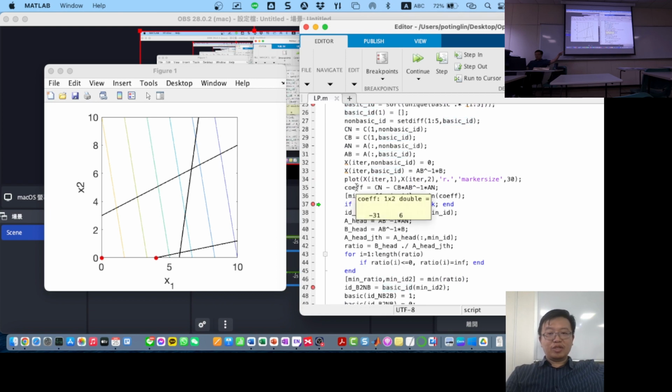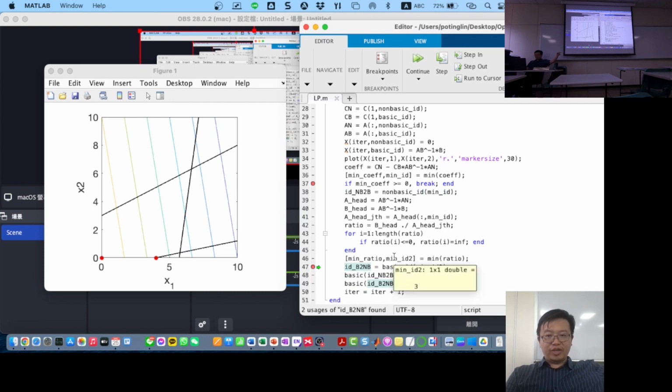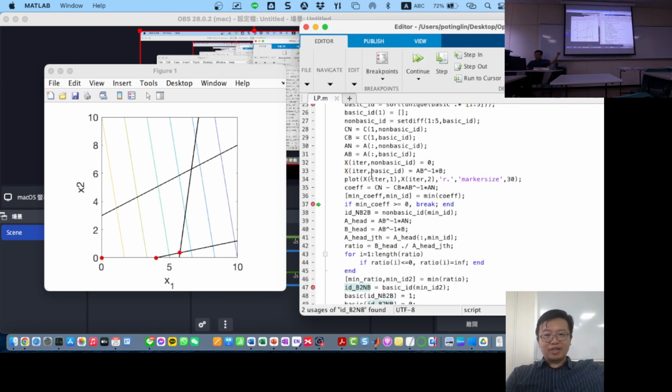Here coefficient. The first one is negative. Okay. And then first one, okay. Here ratio test. Last one is chosen, so 3. Okay. This iteration is fine. Here the third iteration, both negative. So chose the most negative one, so then the second one. Yes, second.